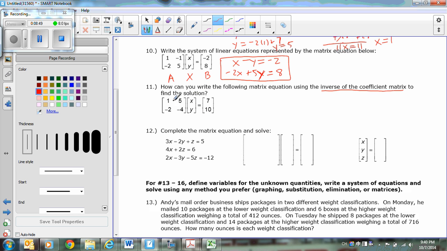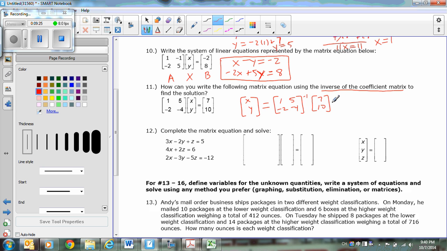So let's take this matrix equation and rewrite it. Our variable matrix is xy, and we're going to find those solutions by taking the inverse of the coefficient matrix. So we would write that like this. Just rewrite the coefficient matrix, 1, 5, and negative 2, negative 4. And if I want to indicate the inverse of that coefficient matrix, we raise it to the negative first power, and then we multiply that by the constant matrix, 7, 10.